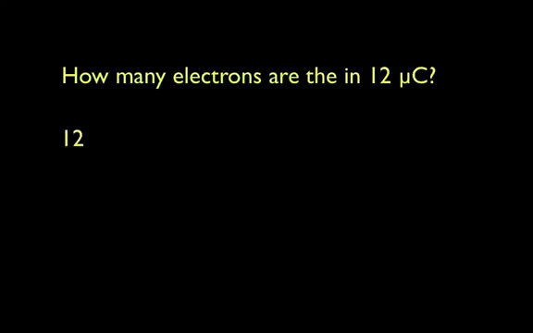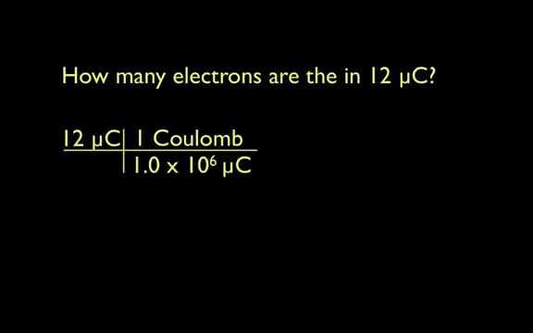So we're going to take 12 microcoulombs and convert that into coulombs first, because we know 1 coulomb is 10 to the 6 microcoulombs. So we want to get rid of this unit. We want to cancel the microcoulombs. Now our answer is in coulombs, and that's like going from meters to millimeters. We're going from microcoulombs to coulombs.